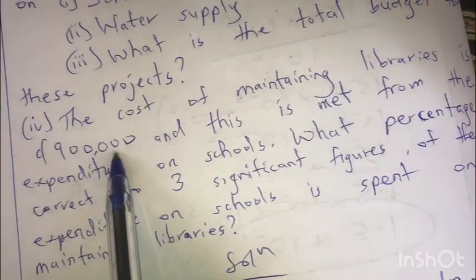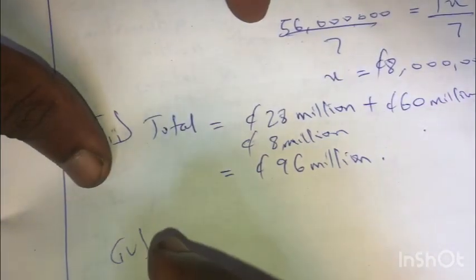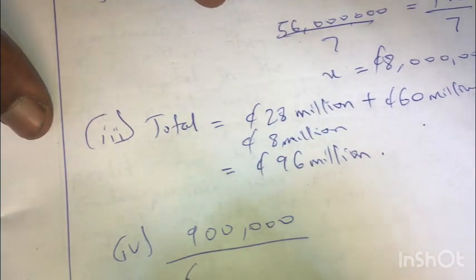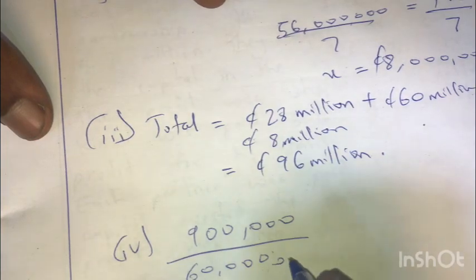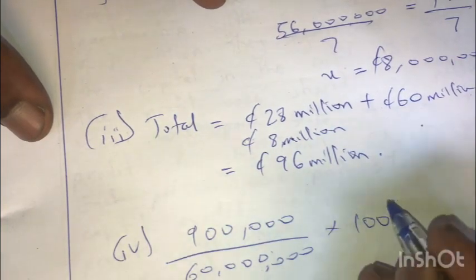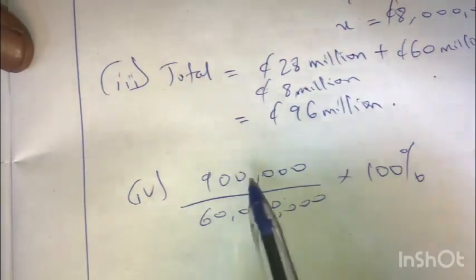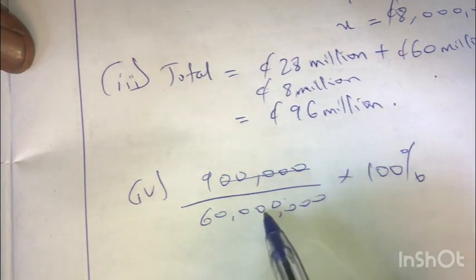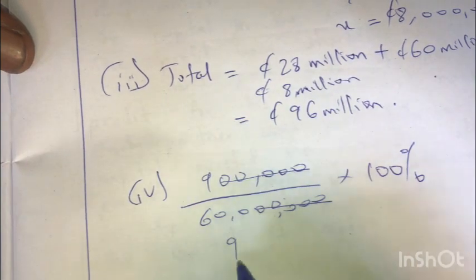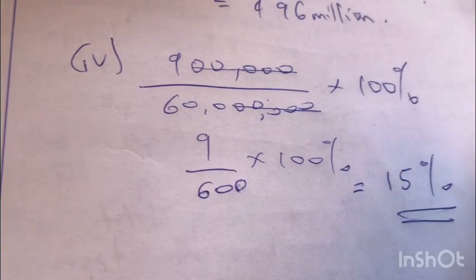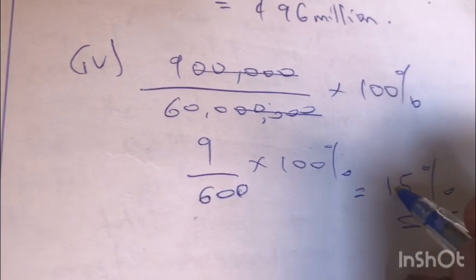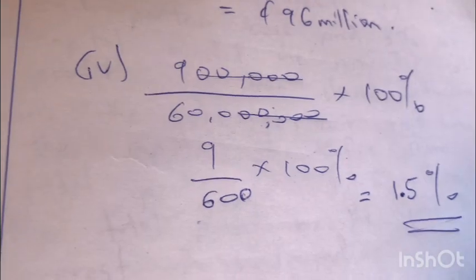So this amount is maintaining libraries, 900,000. So either 900,000 over schools, 20 million, times 100%. How many zeros are here? 5. And we have 6 zeros here. So 5 zeros cancel. We are left with 9 over 200 times 100%. That will give you 4.5%. So that's the percentage we are looking for.